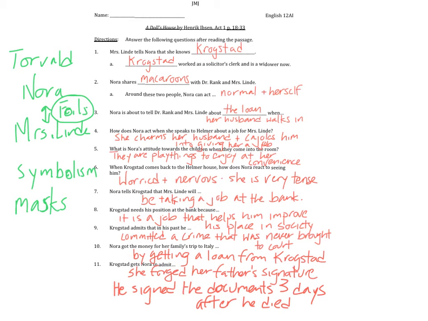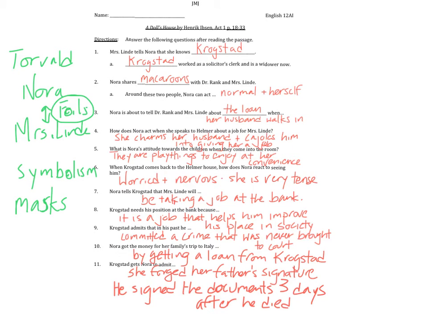A dead man certainly couldn't sign his own name to a loan, so she forged her father's signature on the loan documents. Now, Krogstad knows this. He got Nora to admit it, and Nora at first is like, hey, this is no big deal. But forgery is a big deal. And by the way, Nora, Krogstad says, if your husband ever found out you, A, committed a crime, and B, took out a loan behind his back, he would be furious.